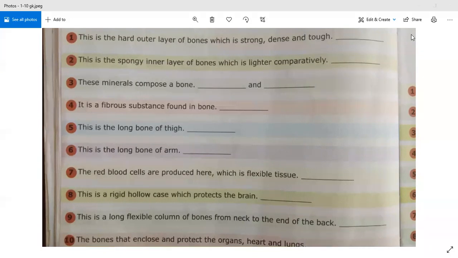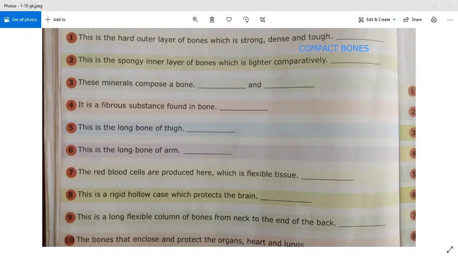All of you pick a pencil and write down all the fill-ups using a pencil in your book. Read this fill-up very carefully and write down the name of this. Its name is compact bones. So the answer of the first fill-up is compact bones. Clear? Now we have the next fill-up.